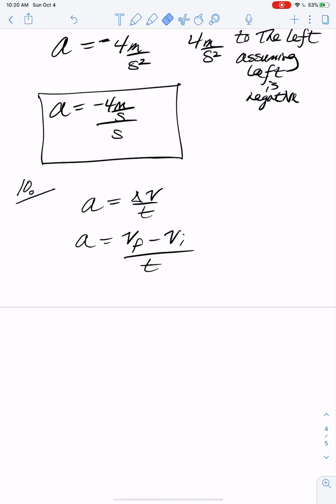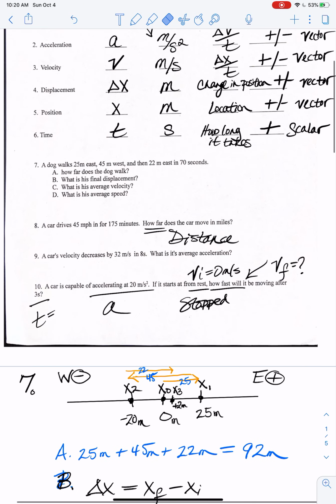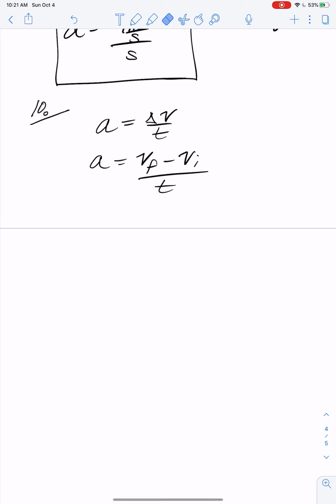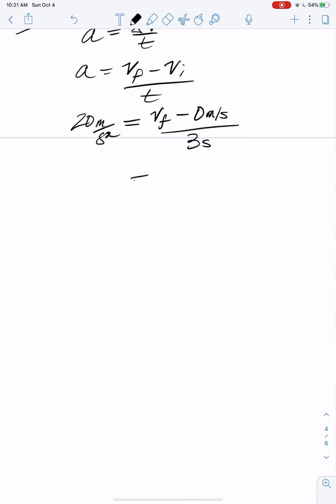Whoops, I think I know acceleration. Or am I looking for acceleration? Dang, I already forgot. Acceleration's 20. VI is 0. Time is 3 seconds. Okay, so we do a little math there, or I'll just rewrite it so it looks a little bit easier.